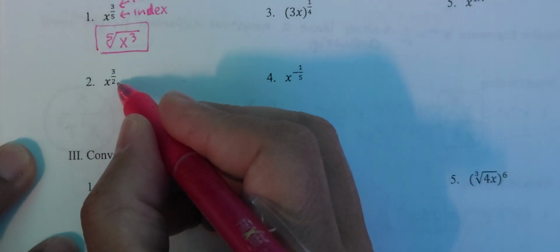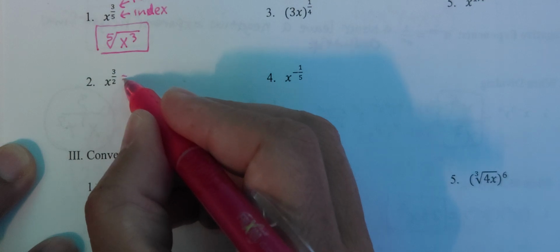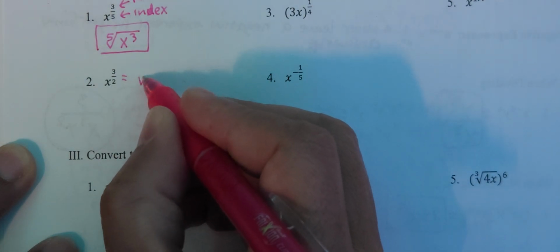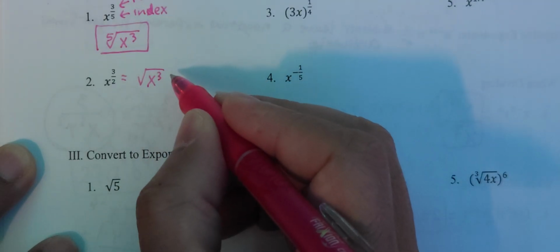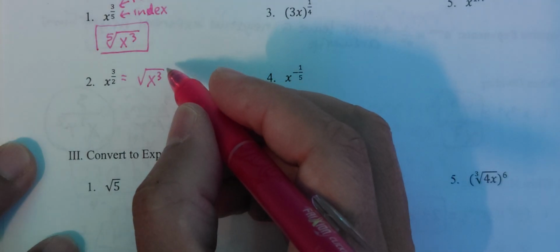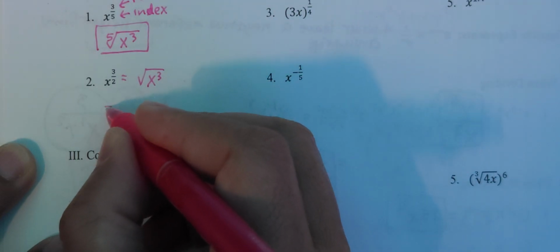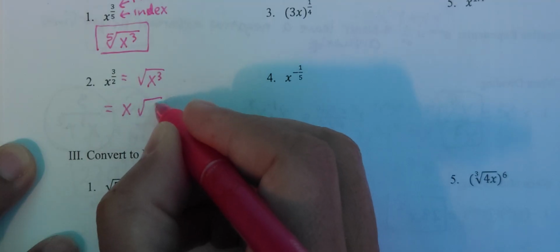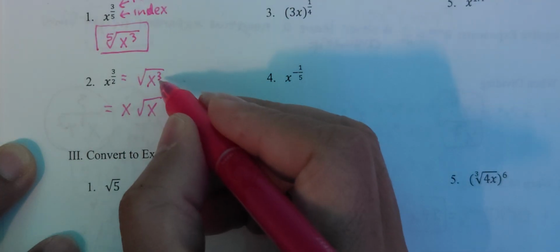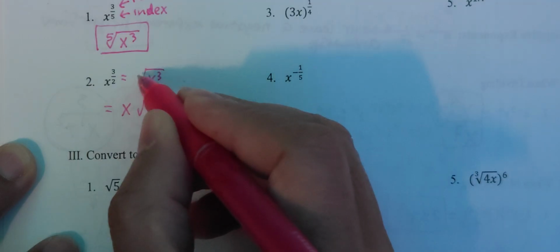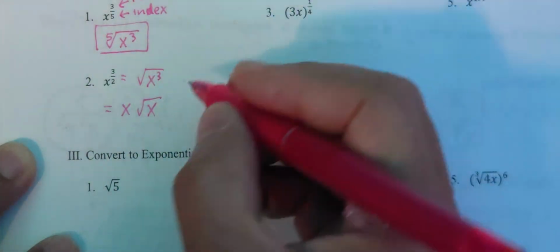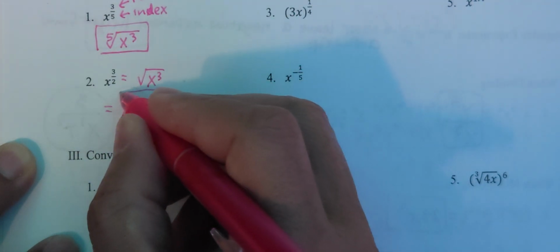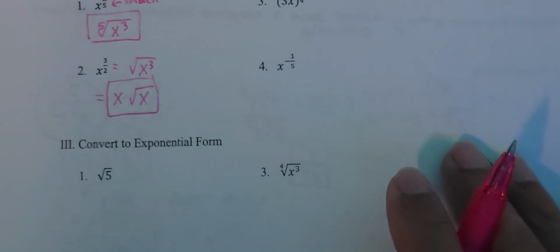Number 2, the index is 2, the power is 3. So this is the same as the square root of x to the 3rd. But again, we know there are 3 x's here. We need 2 of them to be able to take one out. So I'm going to rewrite this as x square root of x. I hope you understood that because we've done this before. Since this is a square root, we need pairs of 2, meaning 2 of the same variable, to be able to take one out. So that's why we can take this one out. For now, let's assume that all variables are positive. So that's the answer to this one.